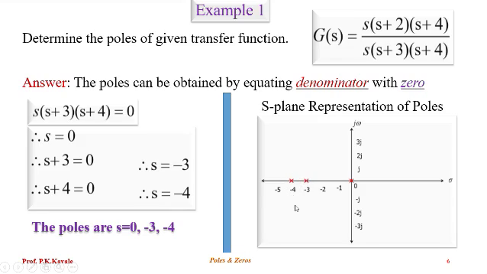So we got the idea. Whenever we have to find the poles, we take the denominator polynomial, equate it to 0 and find its roots. They are called poles. They are represented by a cross on an S-plane. What is the S-plane? It consists of an x-axis and a y-axis. The x-axis is known as the real axis, and the y-axis is known as the imaginary axis.